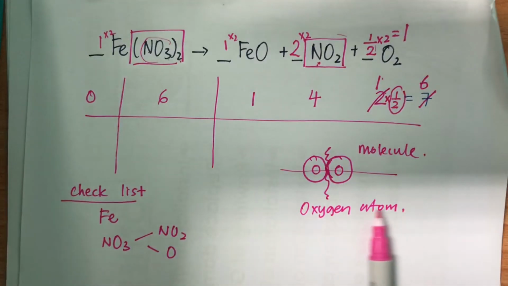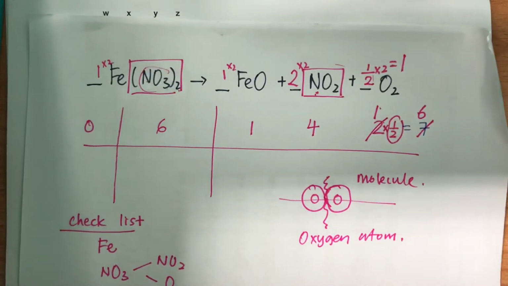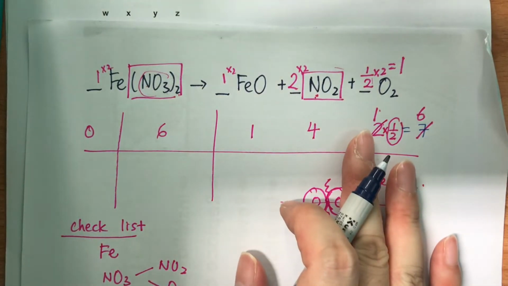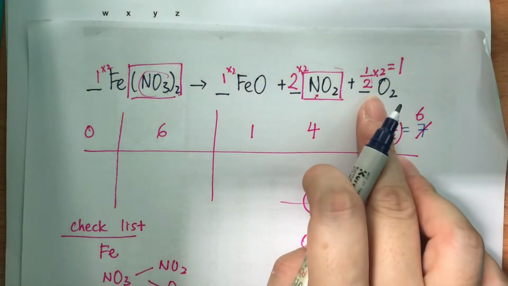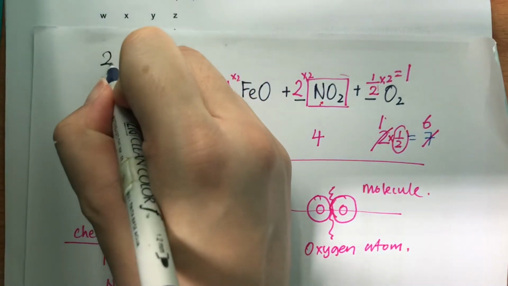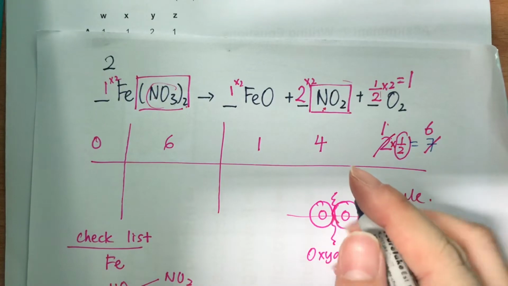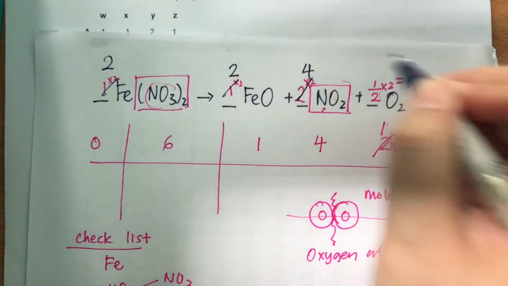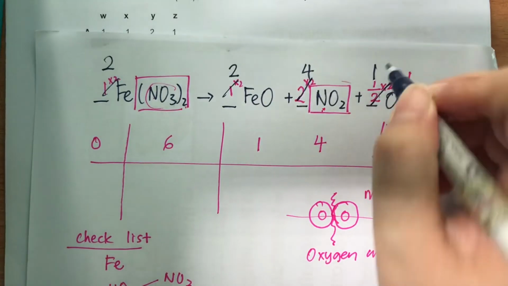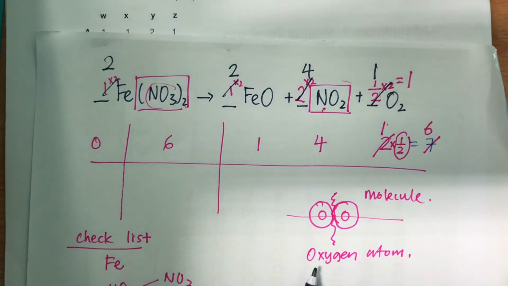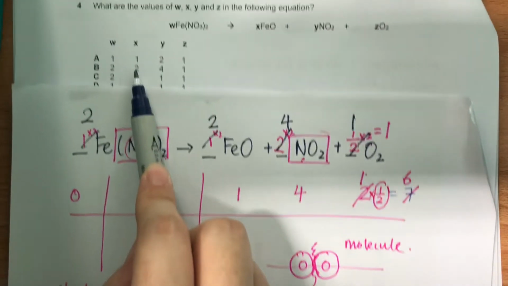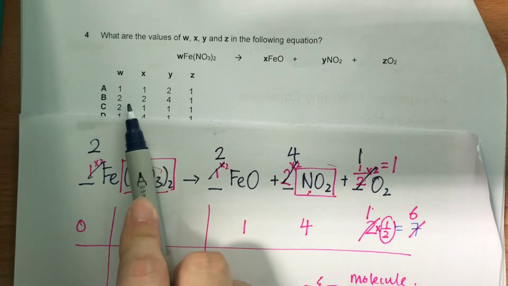So the number will change for every single one, but this will keep the ratio that you have balanced earlier with the half year. So this will change to 2. This will change to 2. Okay. This will change to 4. This will change to 1. So if you look at the answer, it will be 2241, which is answer B.